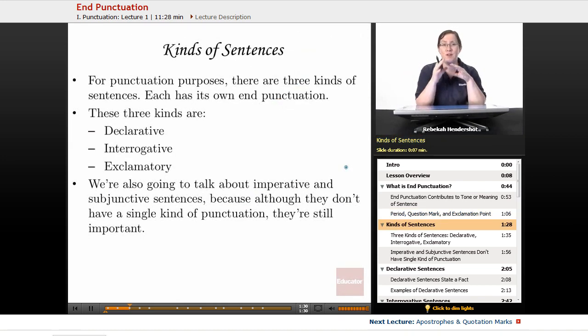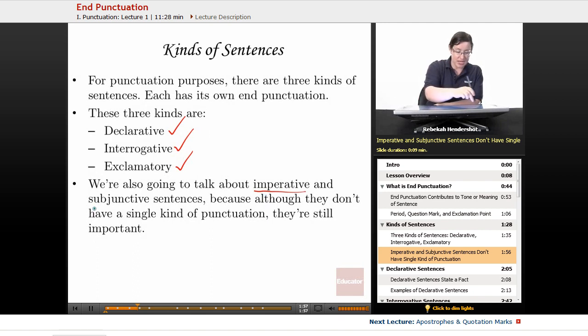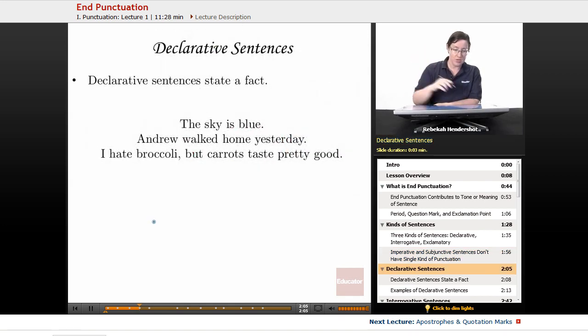Alright, now we're going to look at a few kinds of sentences because some of them use certain types of punctuation exclusively. For punctuation purposes, there are three kinds of sentences. Each has its own end punctuation. These three kinds are declarative, interrogative, and exclamatory. Now, I know I talked about a couple of others just a minute ago. We'll get to them, but their punctuation can vary a little bit. So we're going to look at these three main kinds first. We're also going to talk about imperative sentences and subjunctive sentences because although they don't have a single kind of punctuation, they're still important. Alright.